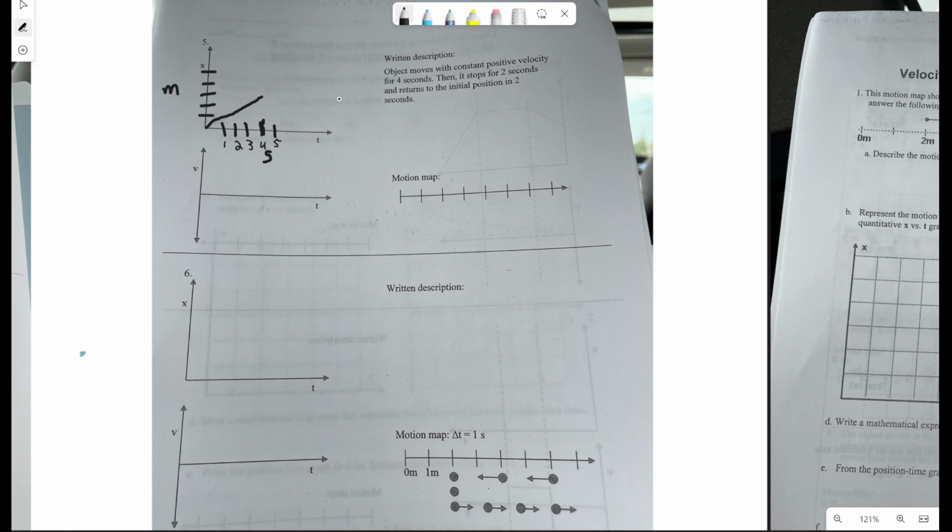All right, constant velocity. So that line is just constantly straight, as straight as I can make it. And then it stops for 2 seconds. That means for 5 and 6, it's moving no more meters, right? It's not going forward in space anymore, but it's still going forward in time. It stops for 2 seconds, and then it returns to its initial position in 2 seconds. So 7, 8. So it returns to its initial position, which in this case would be 0. So we draw a line back down here at 0.